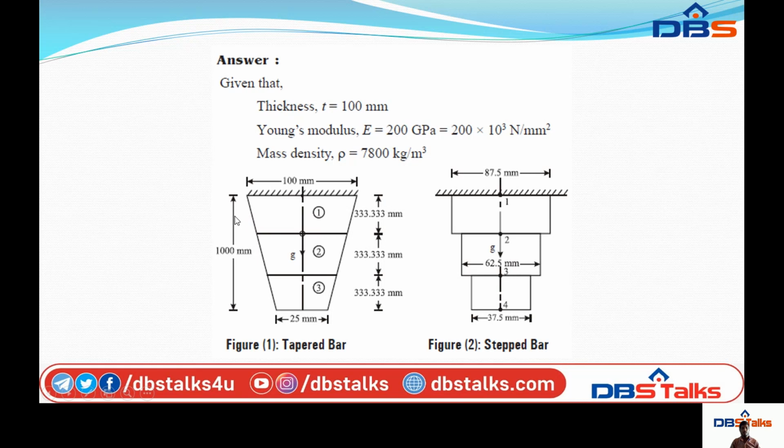The total height of the tapered bar is equally distributed for every element, that is 333.333 millimeters for element 1, and likewise for element 2 and element 3, parallel to element 1, 2, 3. Then how will we convert the tapered bar values into a stepped bar? We will see this in the next slides.